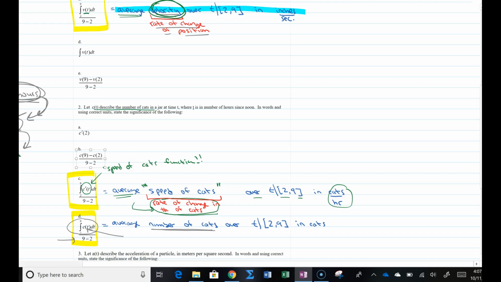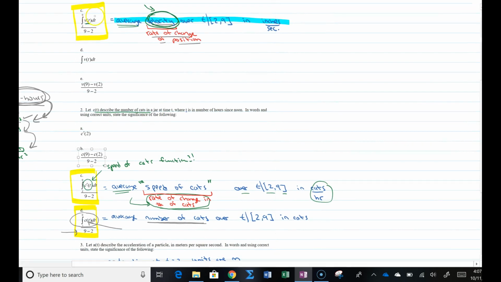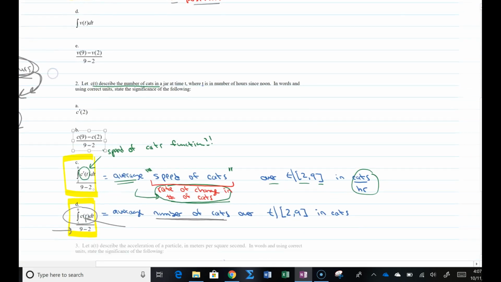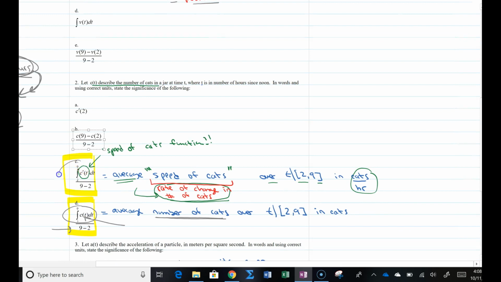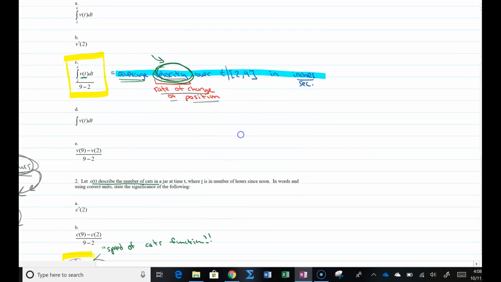Hang on, please. If I look at these three examples, there seems to be a commonality. That if I have a definite integral, let's be very careful, if I have a definite integral and I am dividing it by the interval of integration, the value I get here is the average, whatever the integrand is. If the integrand was a speed of cats function, I get an average speed of cats. If the integrand is a cats function, I get average number of cats. If the integrand is a velocity function, I get the average velocity.